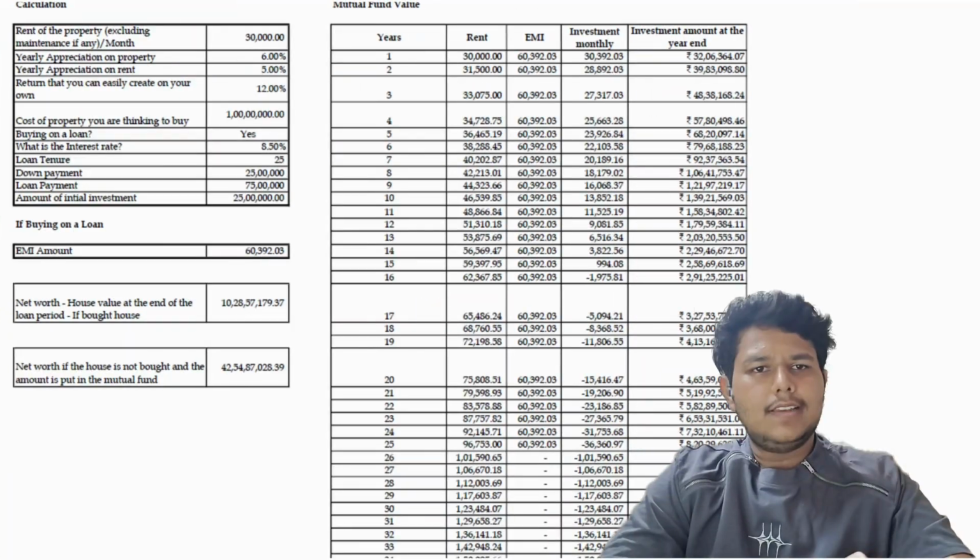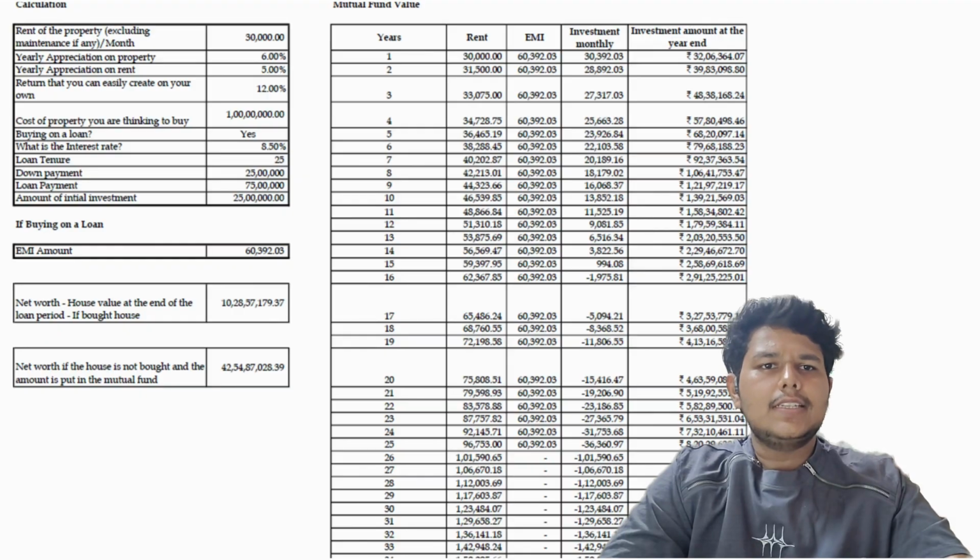Now this is the second part of the buy versus rent video, where I am going to show you how the Excel that I have created is actually working in the background, and how I come to the conclusion as to whether you should buy the property or rent it. This whole Excel was created on the basis of a cash flow system, as to how the cash is flowing from one end to another. Now you will see the Excel here.